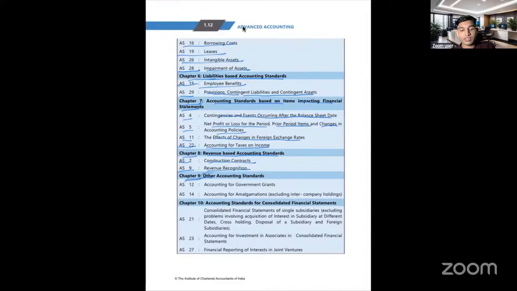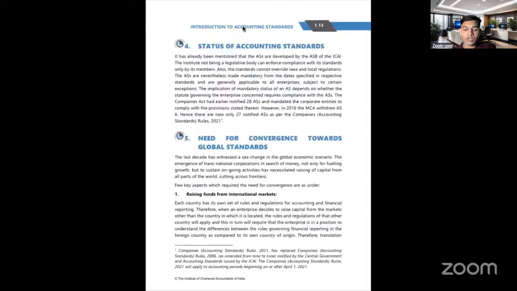Chapter 9, other accounting standards. AS12, accounting for government grants. AS14, accounting for amalgamations, excluding intercompany holdings. Chapter 10, accounting standards for consolidated financial statements. AS21, consolidated financial statements of single subsidiaries, excluding problems involving acquisition of interest in subsidiary at different dates, cross-holding, disposal of subsidiary and foreign subsidiary. AS23, accounting for investments in associates in consolidated financial statements. AS27, financial reporting of interests in joint ventures.